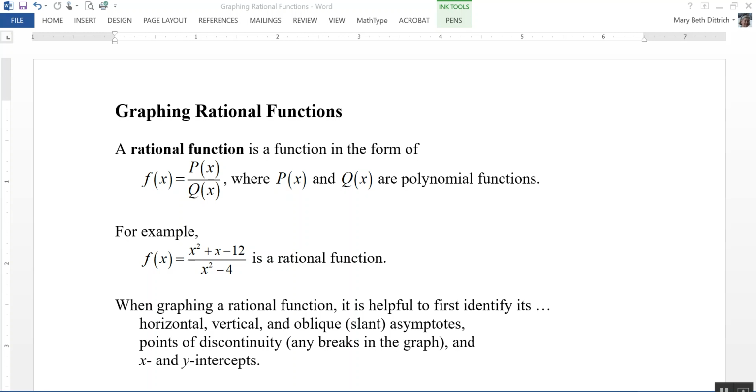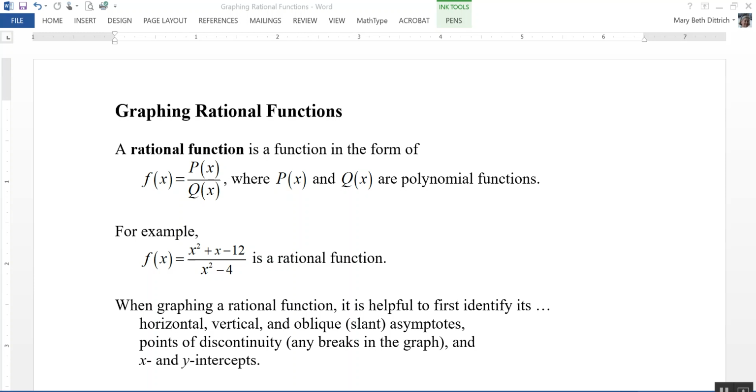This video is on graphing rational functions. A rational function is a function in the form of f of x equals p of x over q of x, where p of x and q of x are polynomial functions. So it's basically a rational expression that has a polynomial in the numerator and a polynomial in the denominator.